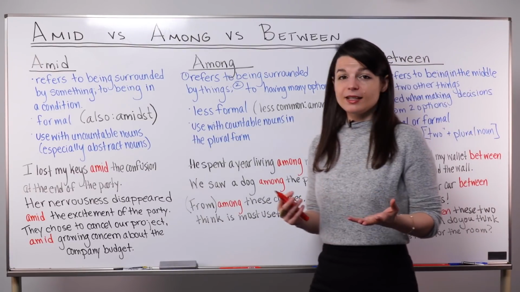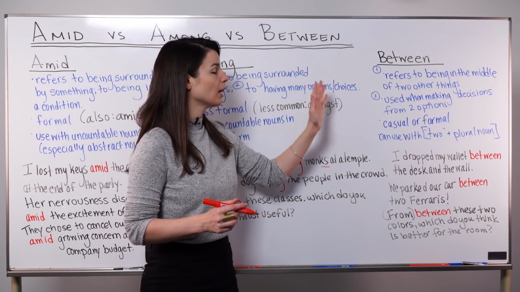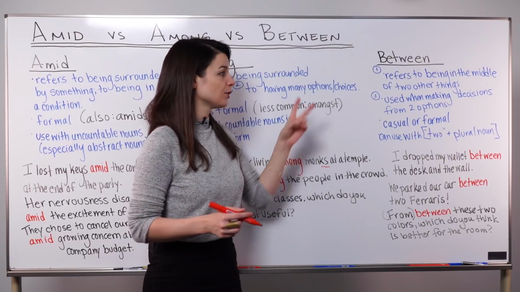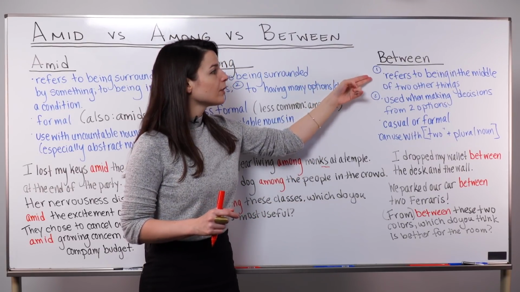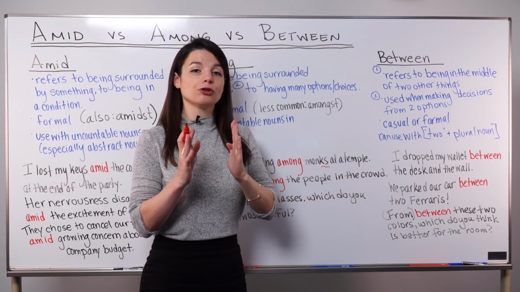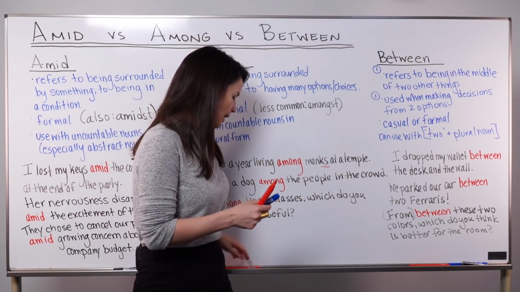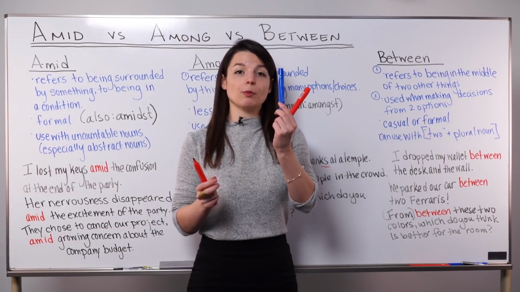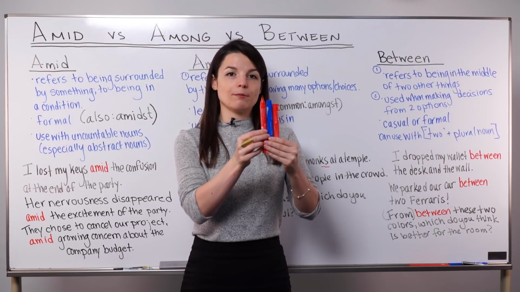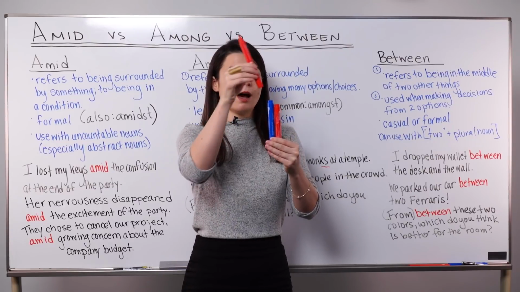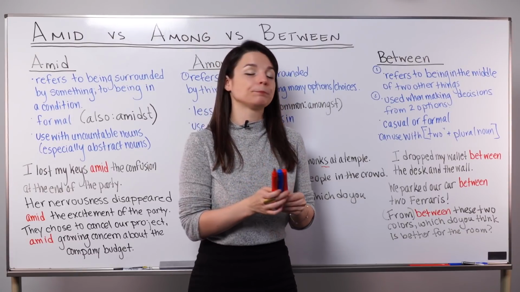All right, let's continue on to the last word for this lesson, which is between. So between also has 2 points I want to talk about today. The first is it refers to being in the middle of 2 other things. So if I imagine like I want to make a sentence about the blue marker, I can say the blue marker is between the red markers. So this refers to being in the middle of 2 other objects. So this is point 1.